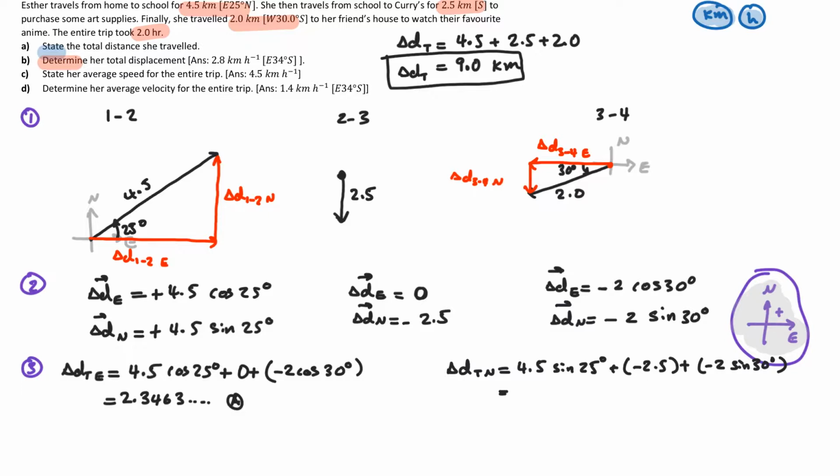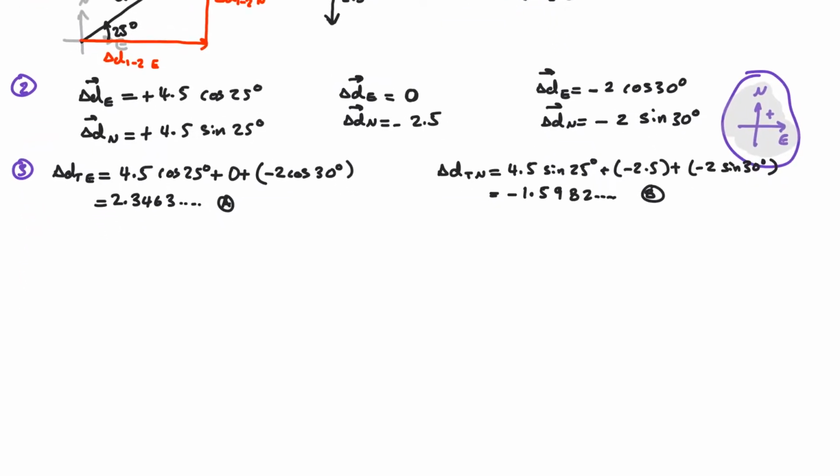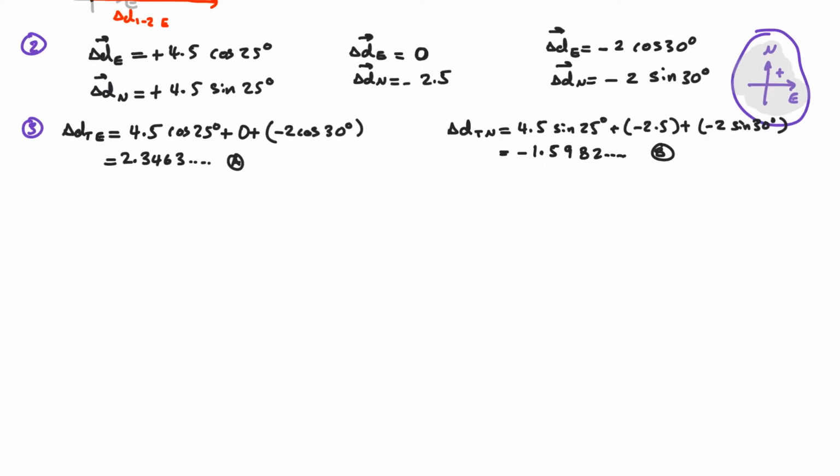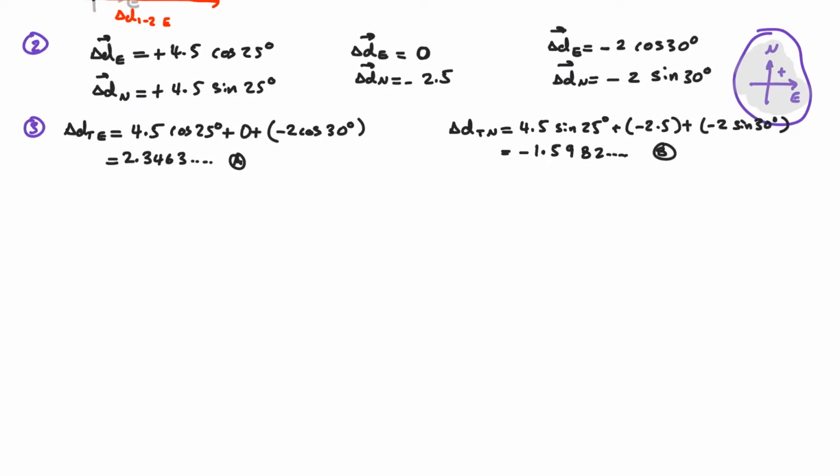I plug that in my calculator and I will get negative 1.5982... And I'm going to save that on my calculator as letter B. Now that I have the components, I'm going to start drawing them out. That's the next step. Step 4.